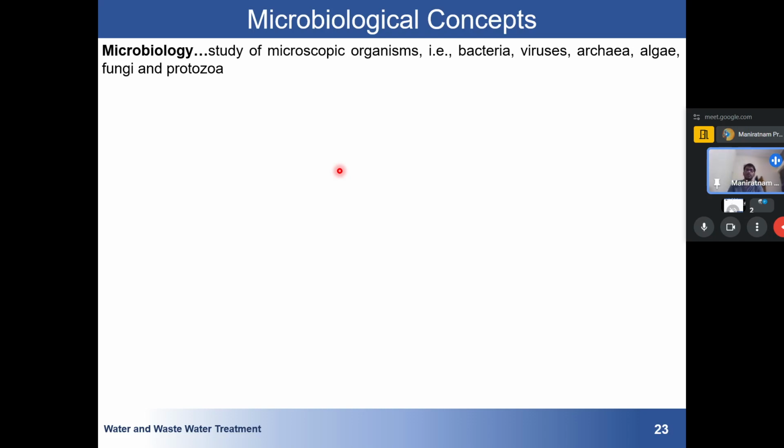So again, what is microbiology? Microbiology is the study of microscopic organisms, that is bacteria, viruses, algae, fungi, and protozoa. So this is microbiology. Okay. Pathogens are microorganisms that cause disease in human beings.